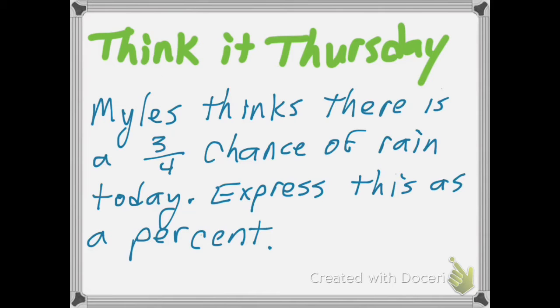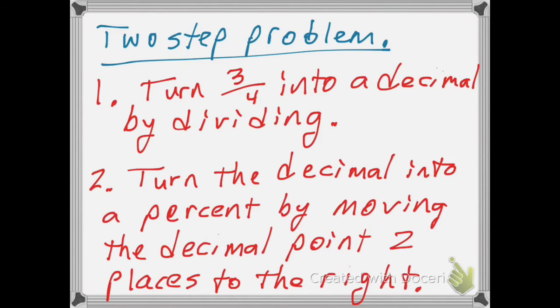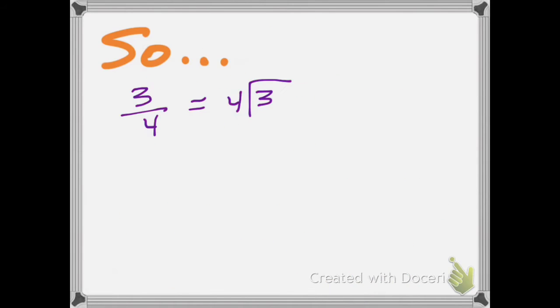So what we have is a 2-step problem. The first thing we need to do is turn 3/4 into a decimal by dividing, numerator by denominator. Step 2, we turn the decimal into a percent, and we know how easy that is. So let's do this thing.